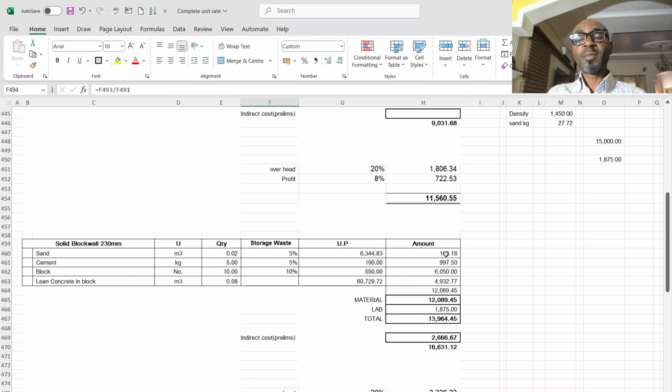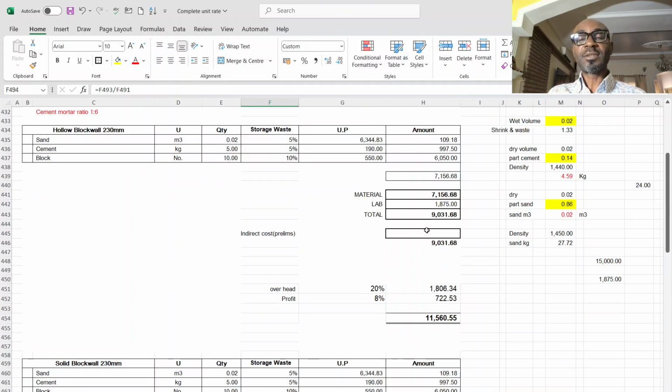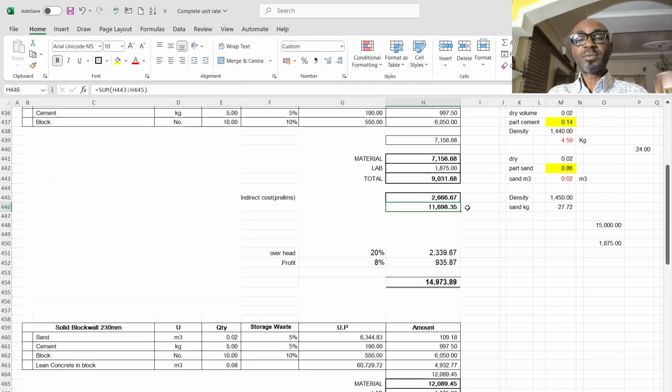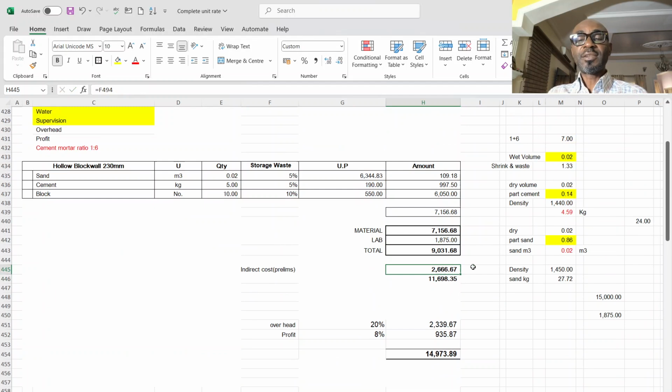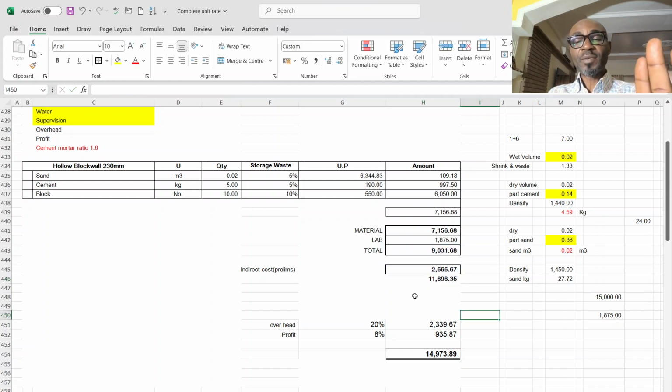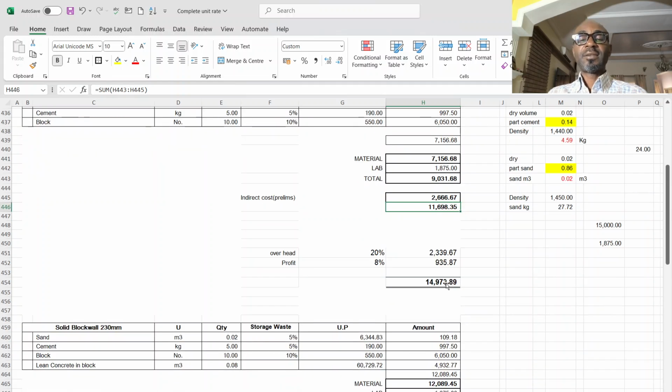So I bring the 2,600 here. Once I bring the 2,600 here, it gives me my dry cost without overhead and profit. It gives me 11,698.